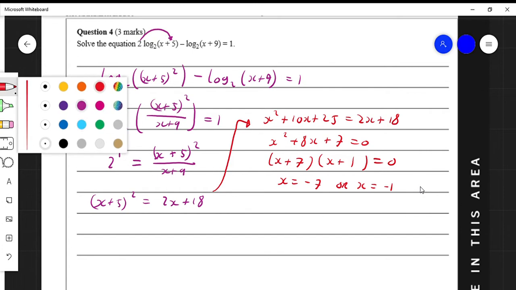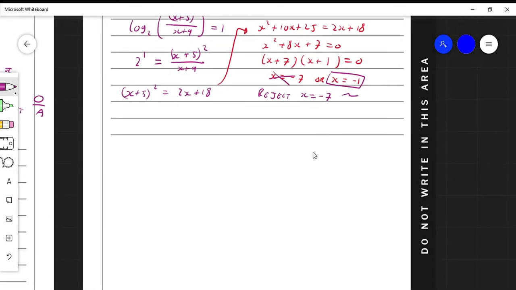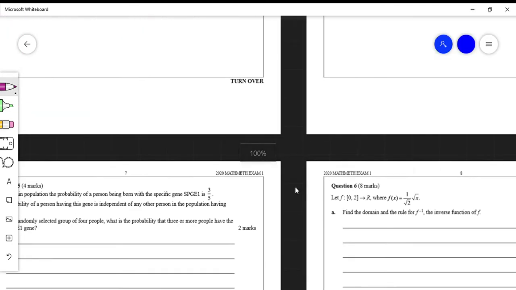So what you need to write here is you reject the x equals 7, or x equals -7, sorry, and you say, like, since the log is undefined, or whatever you want. But really, the important part is that we're rejecting one of the solutions, and we're only keeping x equals -1. So x equals -1 is our final answer. Oh, that's a bit of a tricky one there.